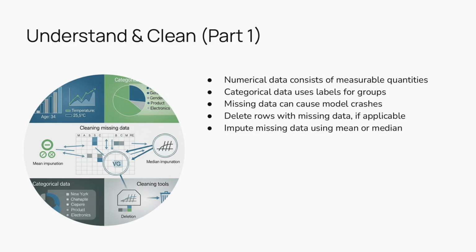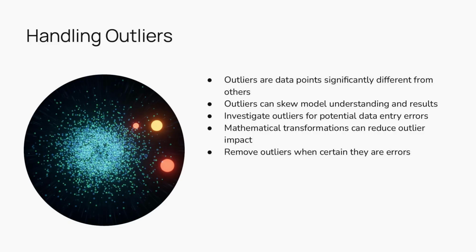The single most common problem is missing data, just blank cells in your spreadsheet. Most ML models will simply crash if they see a blank. The two most common fixes are deletion, where you just delete the entire row, which is okay if you have millions of rows, or the more common method, imputation. This is a fancy word for filling in the blank, usually with the column's average or mean, or its most common value, the mode.